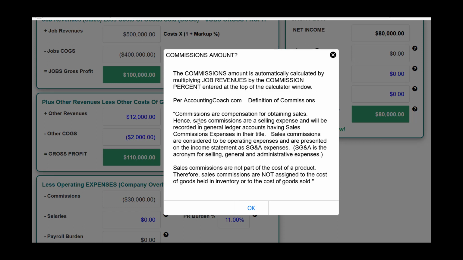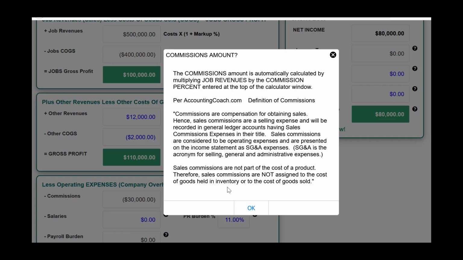Per the accountingcoach.com, commissions are compensation for obtaining sales. Hence, sales commissions are a selling expense and will be recorded in general ledger accounts. That's your accounting chart of accounts, having sales commissions expenses in their title. Sales commissions are considered to be operating expenses and are presented on your income statement as SG&A, which is an acronym for Selling, General, and Administrative Expenses. Sales commissions are not part of the cost of a product.